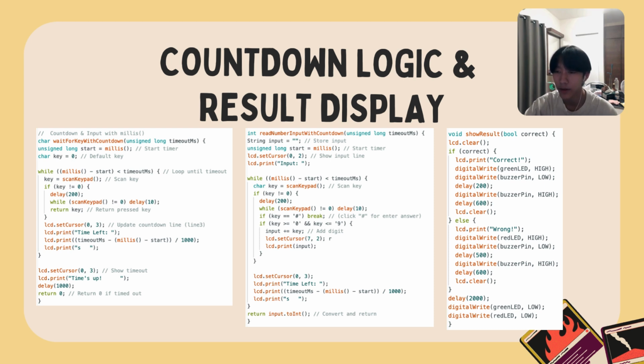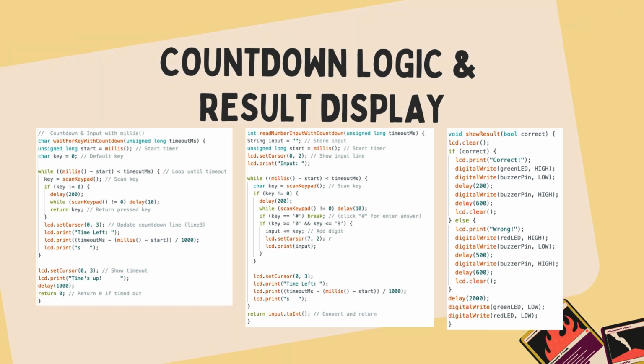And the last function is show result. It displays feedback on the LCD for a right or wrong answer. Green LED on and a short beep from the buzzer means correct, and red LED on and a longer beep from the buzzer means wrong. And after 2 seconds, it resets the screen.